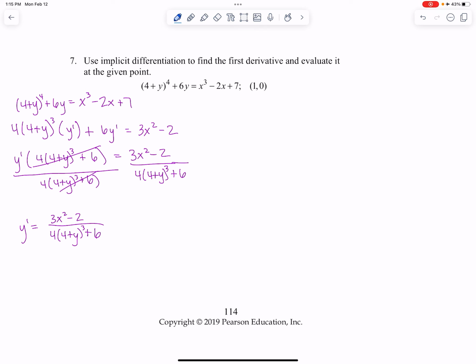If we evaluate it at the point 1, 0, we will have 3 times 1 squared minus 2 over 4 times 4 plus 0 cubed plus 6. On top we'll have 1, over, on the bottom, we'll have 262. So in summary, take the derivative, get y prime alone, and then evaluate it at the point you're interested in.